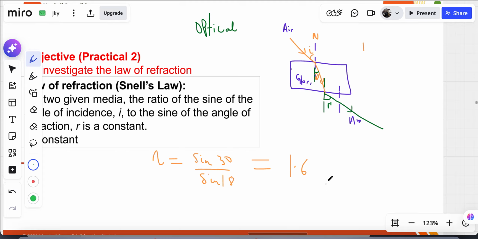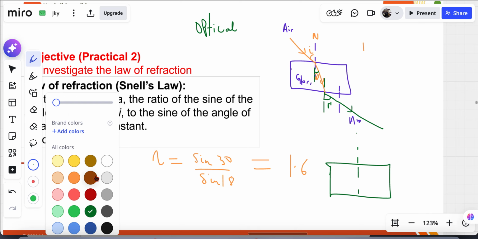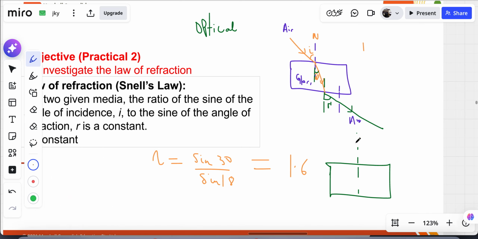Now, what if the ray of light enters along the normal? What will happen to the ray of light? Let's say this is our normal. The ray of light is not coming at an angle. It's coming straight from the top, through the normal. What will happen to it?